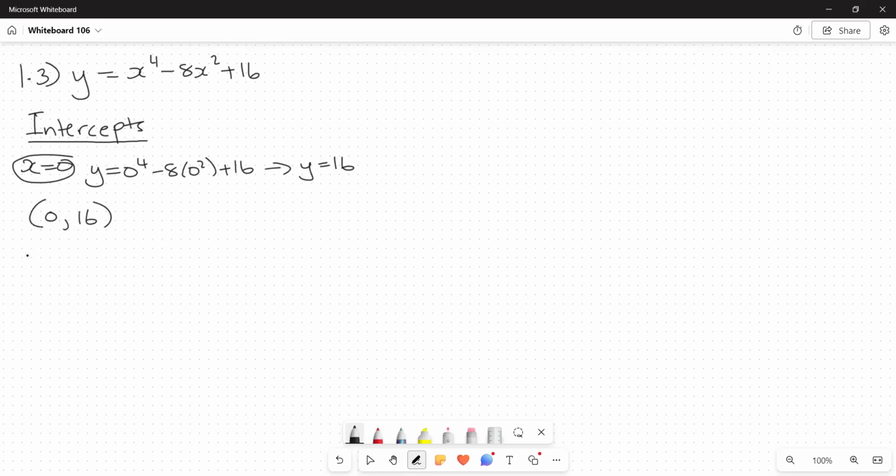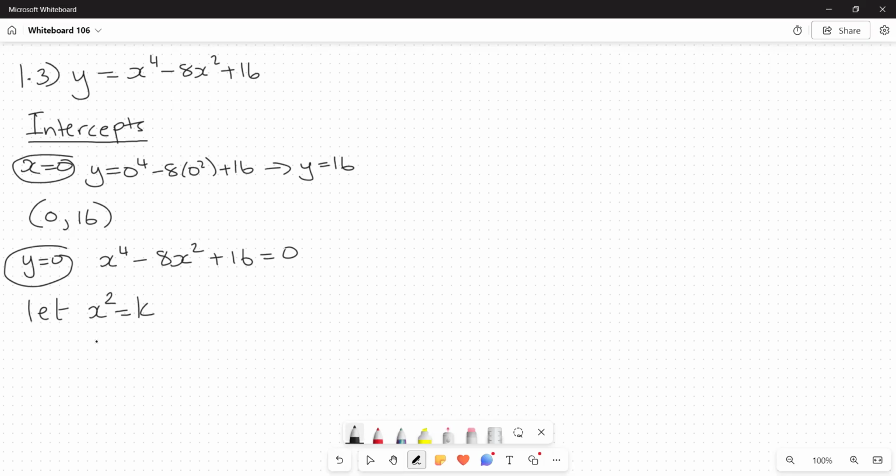Okay, and then when y is equal to 0, we have x to the power 4 minus 8x squared plus 16 equal to 0. This one here, you can factorize. If it's easier, then use a substitution. You can say let x squared equal to k. Do not let it equal to x. That would not be correct.